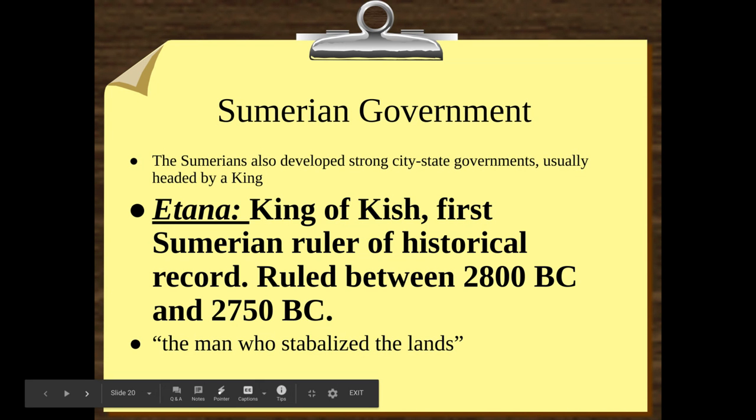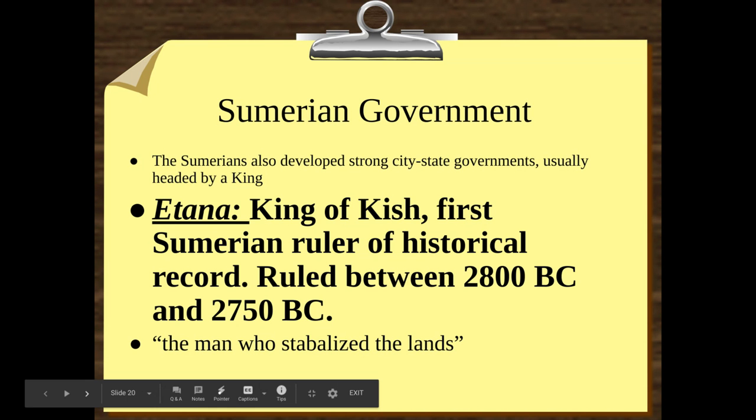Now, some of them, like I mentioned, Dumuzi, are told in a mythological sense. The one king where we see him being written about while he was ruling is the king of Kish by the name of Etana. That's why they refer to him as the first ruler of a historical record. In many cases, they often refer to him as the man who stabilized the lands, but we're not totally sure what exactly that means.